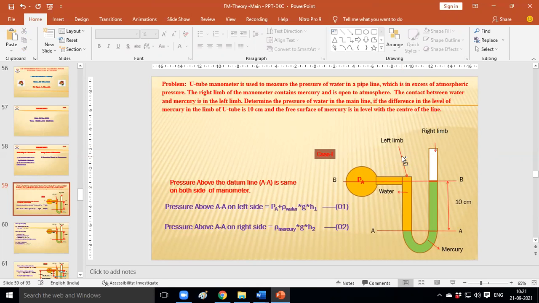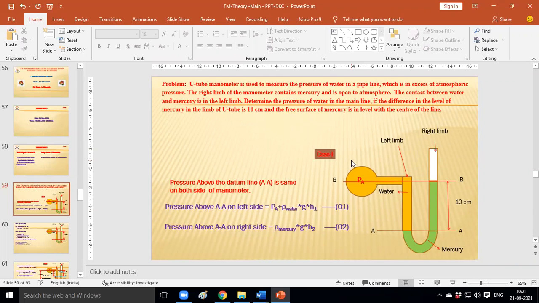Sir, which one is the datum line? A dash is the datum line. Why is A dash the datum line? Because it is the lower level of mercury, in the left limb. So the horizontal line passing through this point is called the datum line, and the level difference between the mercury is 10 centimeter.